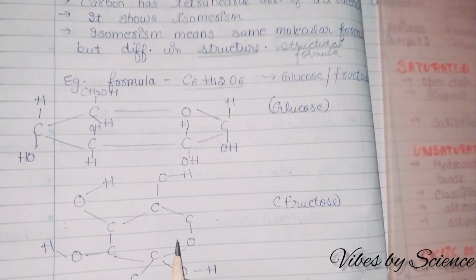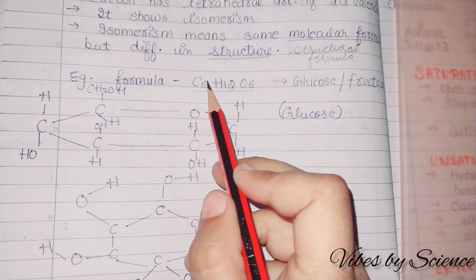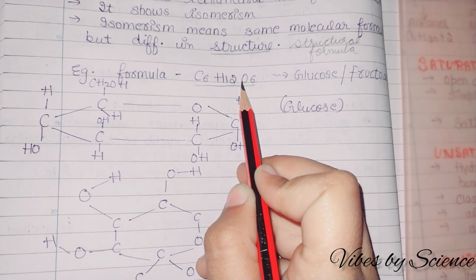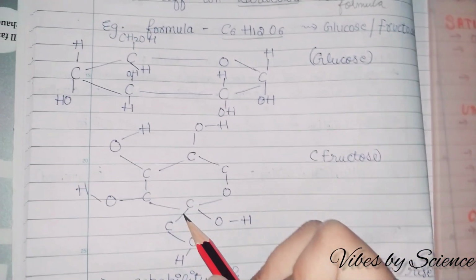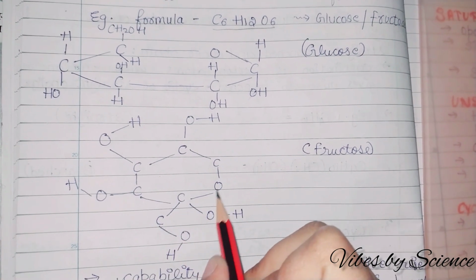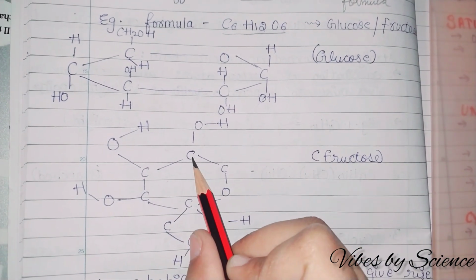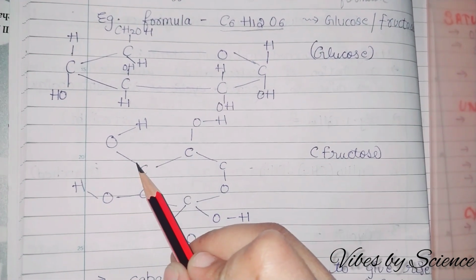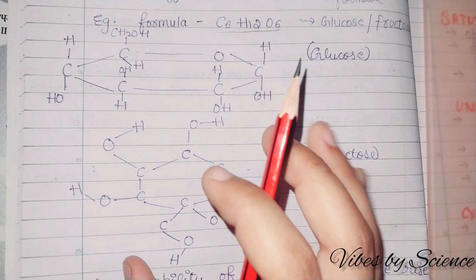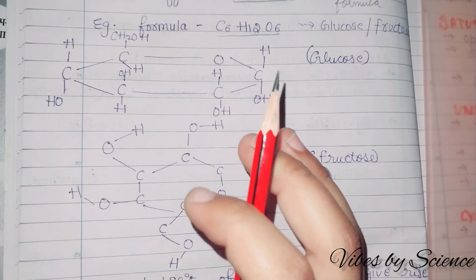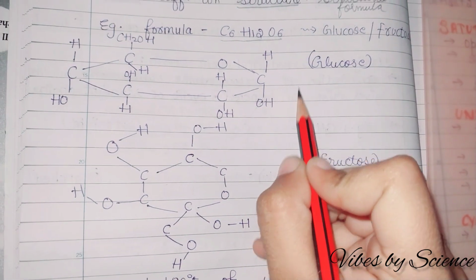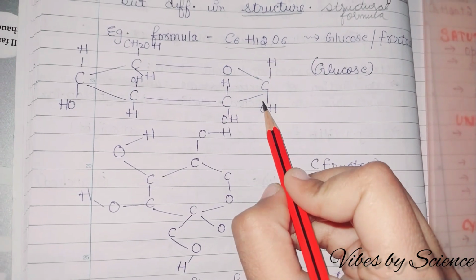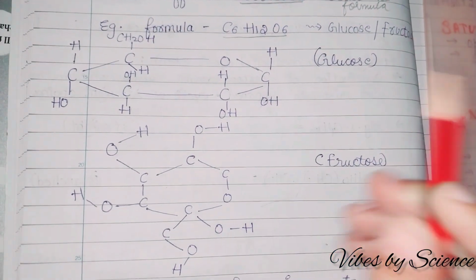Fine. Now, same with fructose, there are 6 carbon atoms, 12 hydrogen atoms and 6 oxygen atoms, but it's different in structure. Firstly, it is showing a cyclic formula like carbon, oxygen, carbon, carbon, carbon, and after that it is forming a type of complex structure. So this is an example of isomerism, in which the molecular formula is the same but the structural formula is different.